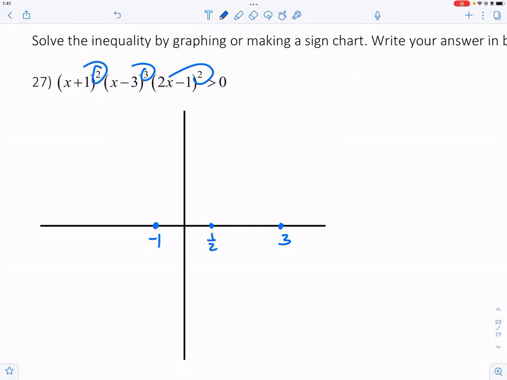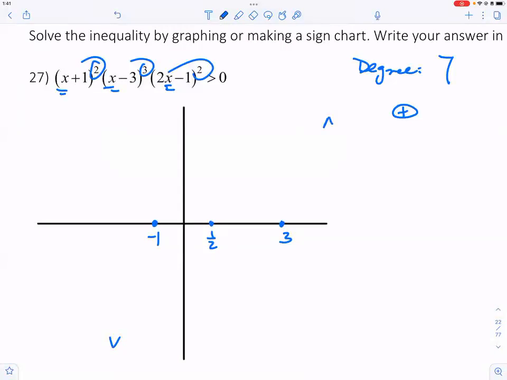All right. So what kind of degree is it? This is x squared, x cubed, and x squared. So you have a total degree of 7, and it's positive. That means it starts low and it ends high. Now, I'm not going to find out what the y-intercept is because it's not going to help us anyways. What helps us, though, is to find out how it behaves.